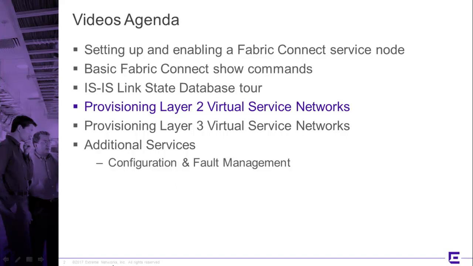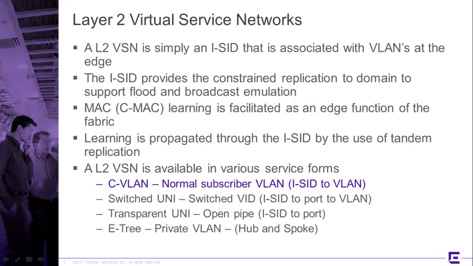But before we begin, let's review the definition of an L2 VSN. An L2 VSN is a real simple thing. It's nothing more than a VLAN that's associated with an ISID. And it's the ISID that provides the constrained replication domain to support what is, for all intents and purposes, flood and broadcast emulation, because we don't flood within the fabric. We use something called tandem replication. And that touched on those multicast addresses that we talked about in the second video with the show commands.